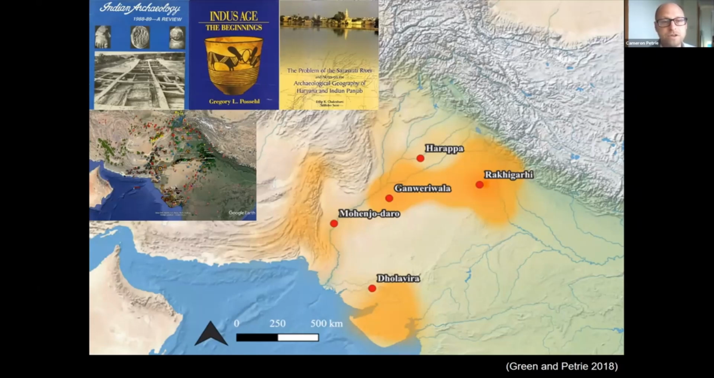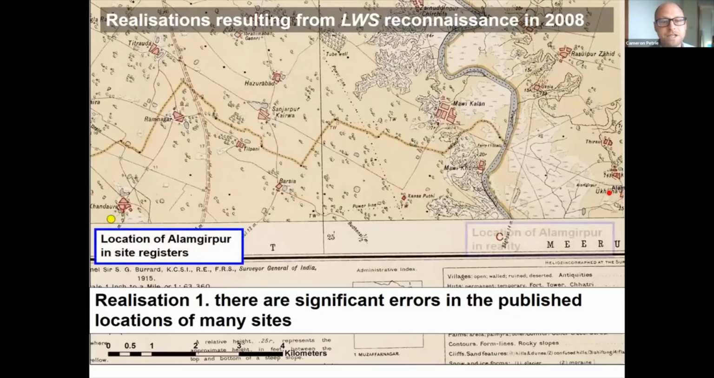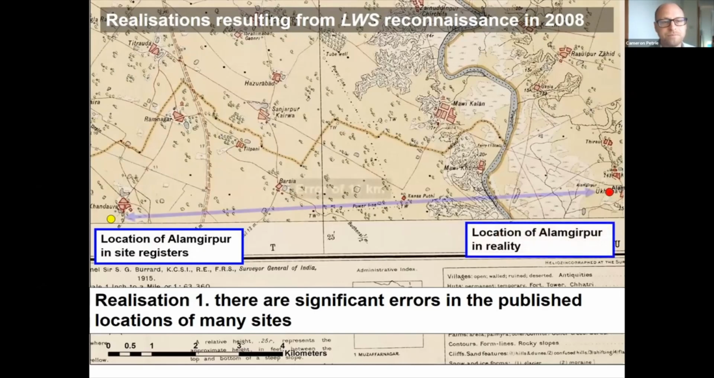So the initial surveys that we carried out starting in 2008 led us to a series of realizations. Now I'm going to illustrate these realizations by giving you some hints in the background, showing you some examples of historical maps, so you can see the implications of what it is that we're actually showing.